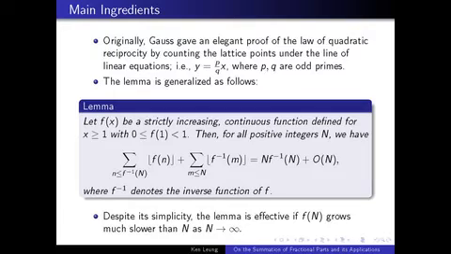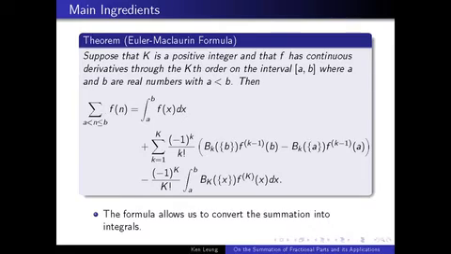But despite its simplicity, the lemma can be very effective once f(n) grows much slower than n as n tends to infinity. So instead of studying the sum on the left-hand side, we can study the sum on the right. The second one is the Euler-Maclaurin formula, which allows us to convert the summation into some simple integrals.